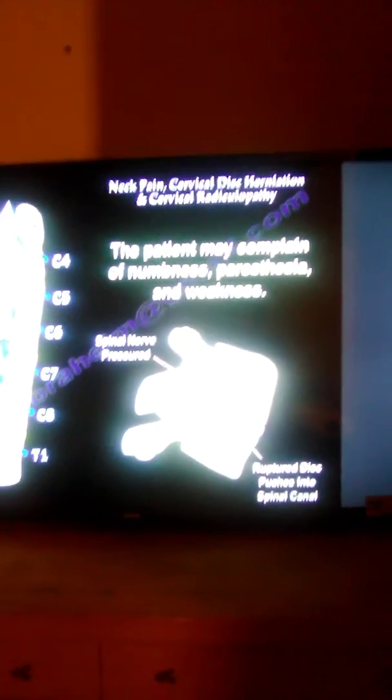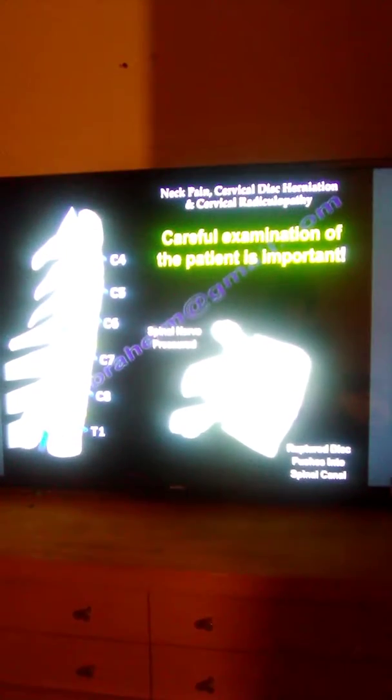The patient will complain of neck pain due to nerve root irritation, with the pain radiating to the ipsilateral upper extremity. The patient may complain of numbness, paresthesia, and weakness. Coughing, sneezing, and neck movements make the pain worse. Careful examination of the patient is important.